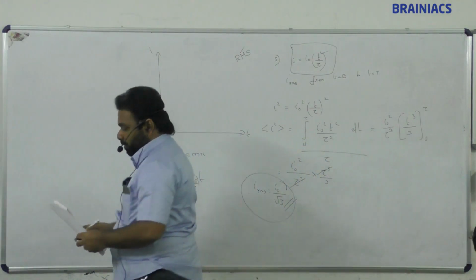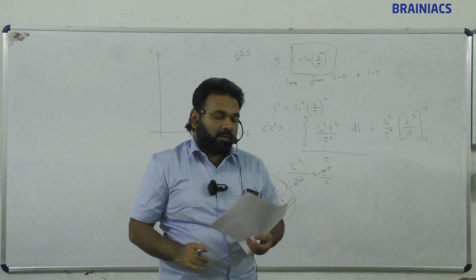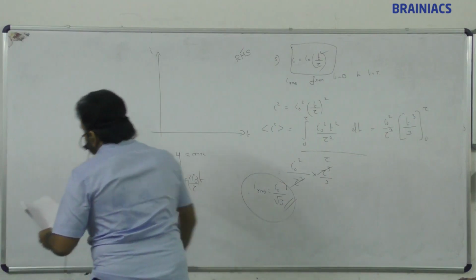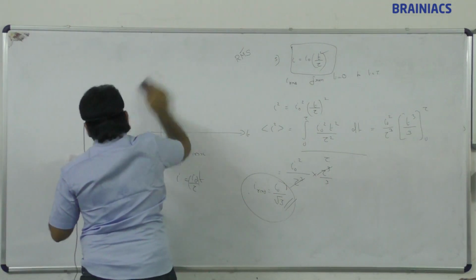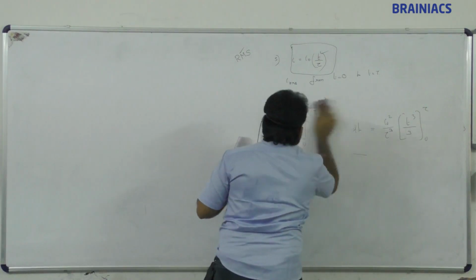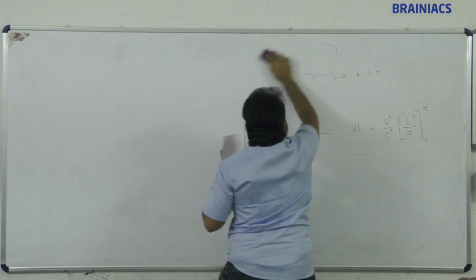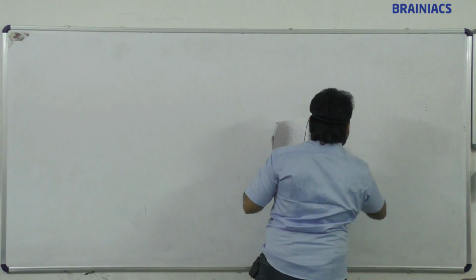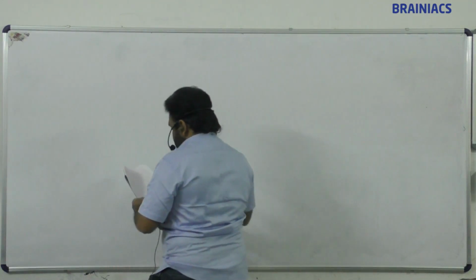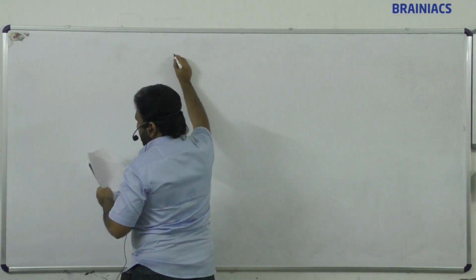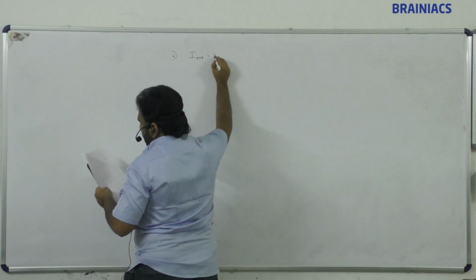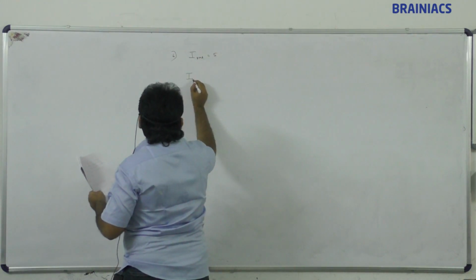Next question, question number 6. If the effective value of current in a 50 hertz AC circuit is 5 ampere. Effective value is nothing but RMS itself. So the effective value in 50 hertz is given as 5 ampere. IRMS is equal to 5. What is the peak value of current?